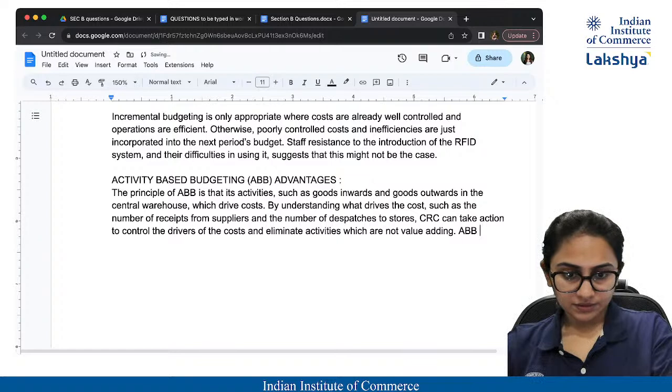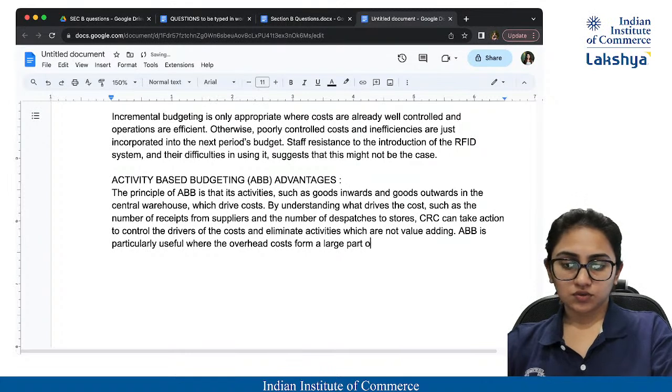ABB is particularly useful where the overhead cost forms a large part of total costs.